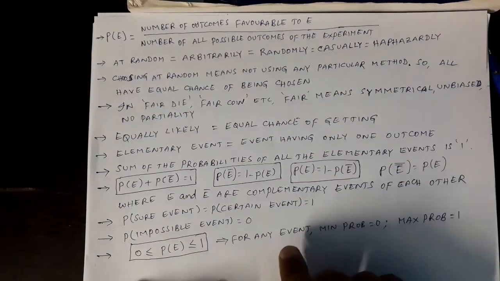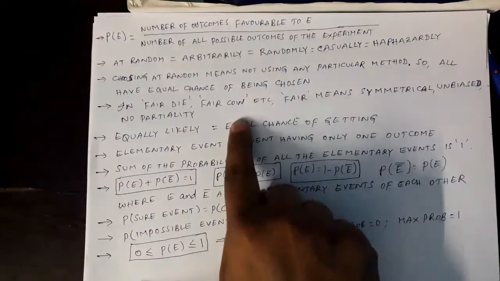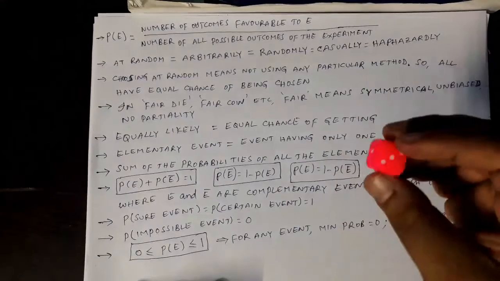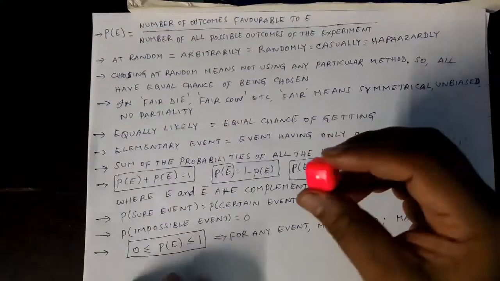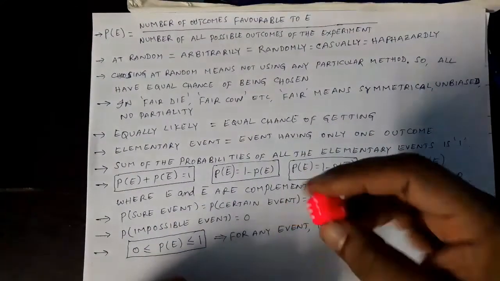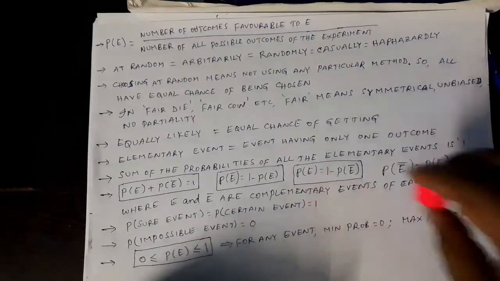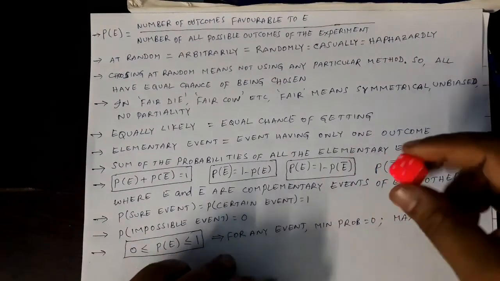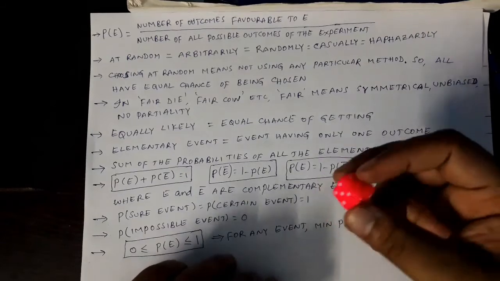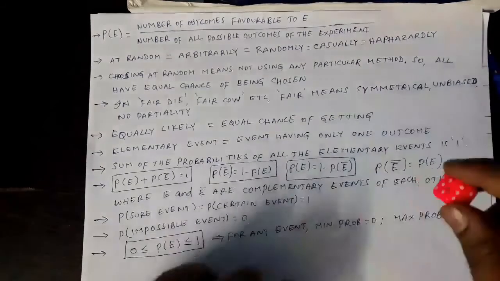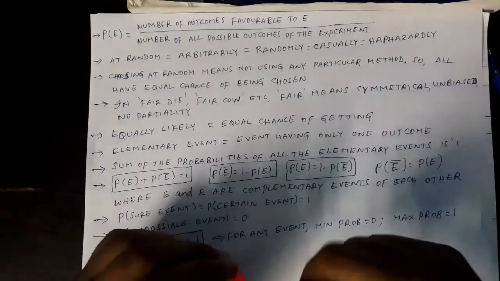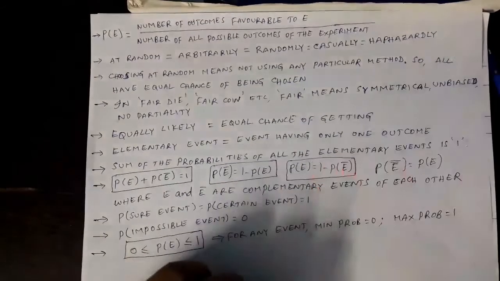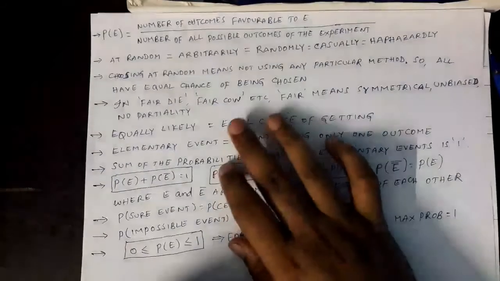Next, these words we also see: fair die, fair coin. What I have thrown is a fair die, because there are 6 faces and all faces have equal chances. This is called a fair die. Let us say 3 faces have the same number 5. Is it a fair die? No, that is not a fair die. Like that, fair die, fair coin.